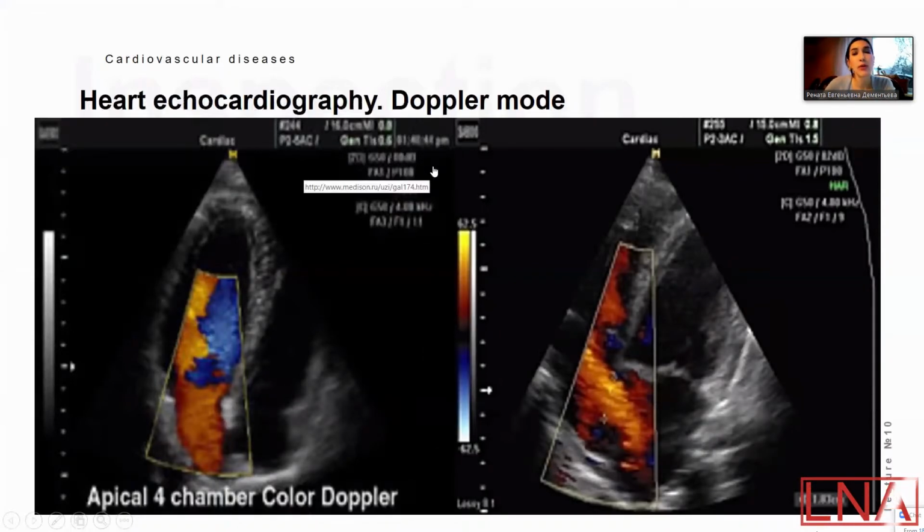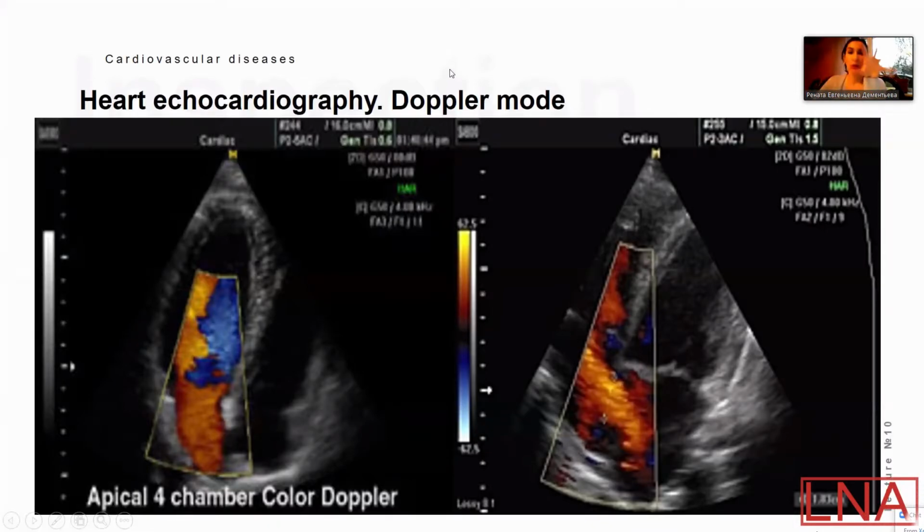Also, you have to know that there is some special or additional mode, and we can call it the Doppler mode, or Doppler region. With this mode, we can assess the blood supply and the blood flow inside the heart and circulation. So we can assess in which chamber, which type of blood will be present in which phase of the cycle, to differentiate valve damage and damage of the interventricular septum.